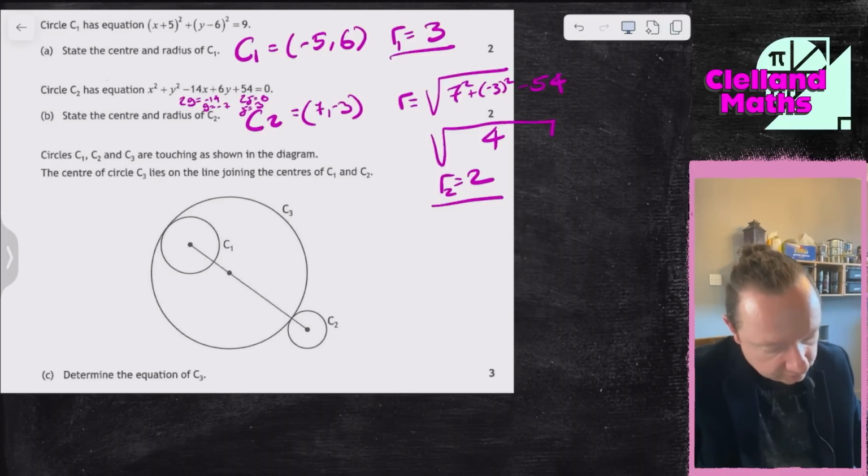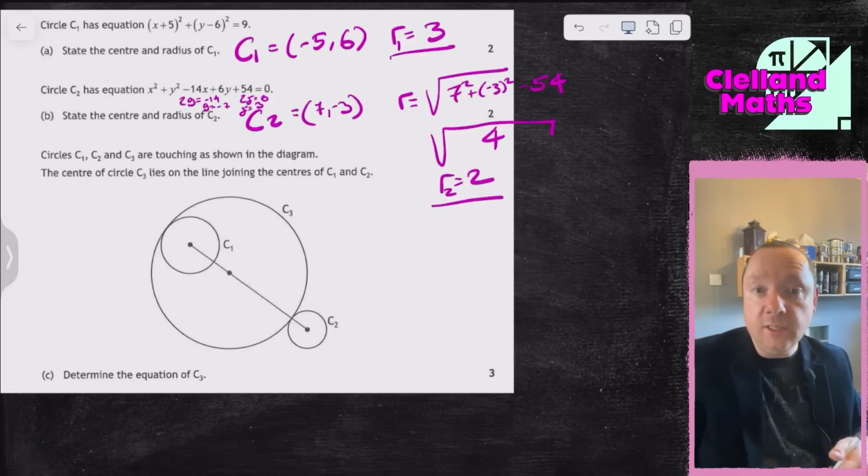C says, circles C1, C2, C3 are touching as shown in the diagram. The centre of C3 lies on the line joining the centre of C1 and C2. Determine the equation of C3. And I think this is where a lot of us will go, what do I do with this?